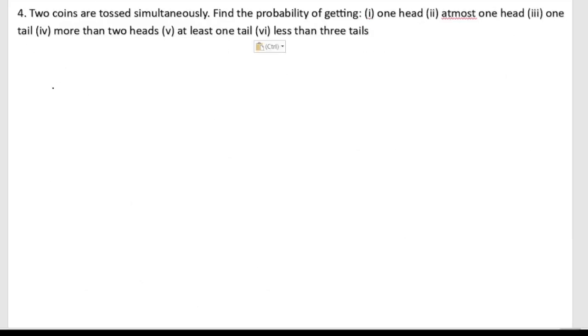Let us solve the fourth bit. In the fourth bit, what they are asking is more than 2 heads. For more than 2 heads, since two coins are tossed simultaneously, we don't find 3 heads. So for that we will write down 0. More than 2 heads cannot be obtained.